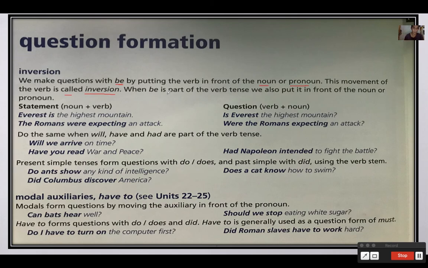For example, we have here some statements, and then we have here the questions. If you see over here, Everest is the highest mountain. Everest is the noun, and is is the verb. So now we are making a statement, a sentence in the affirmative.